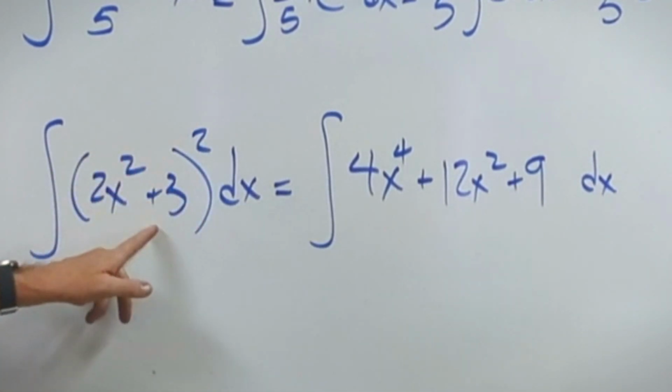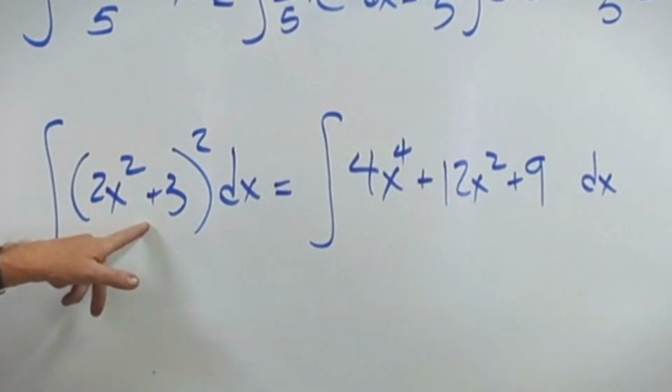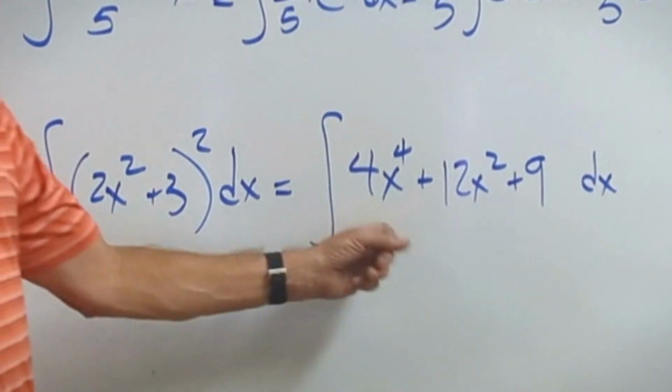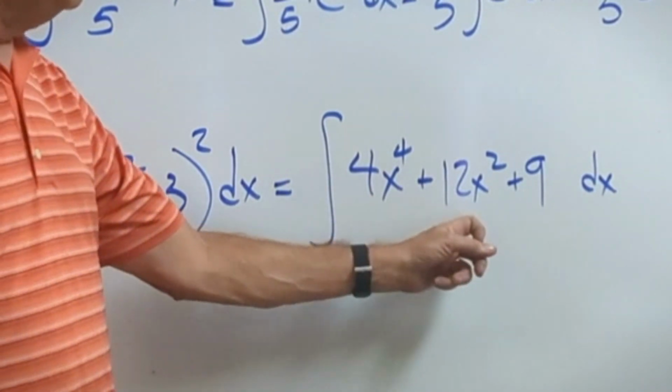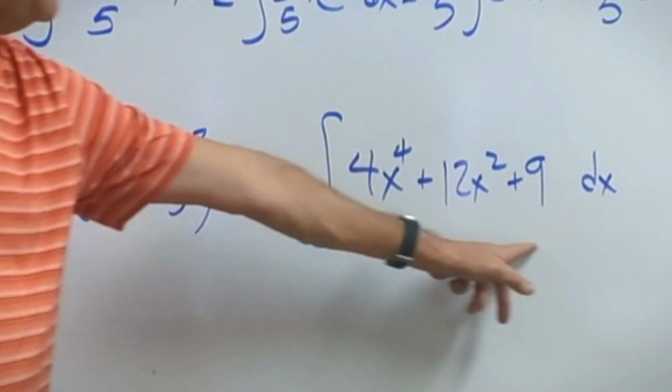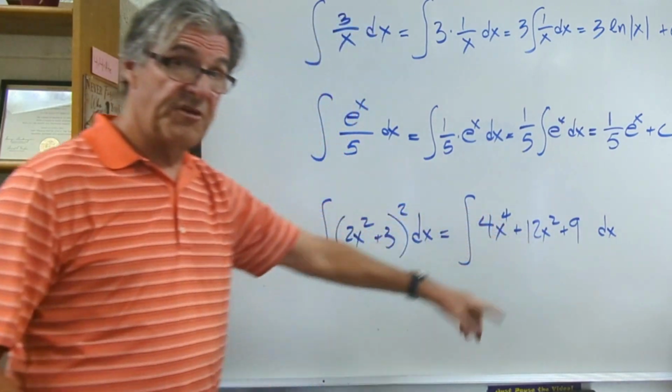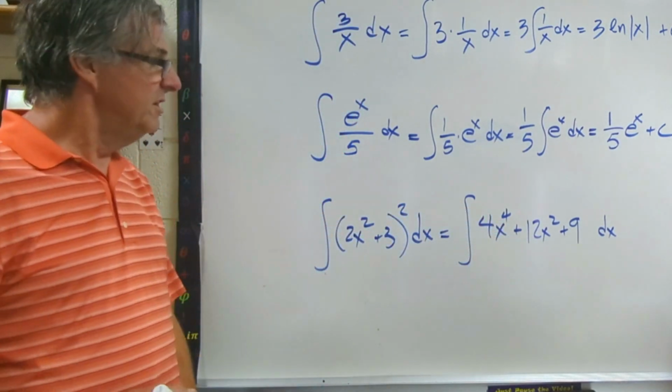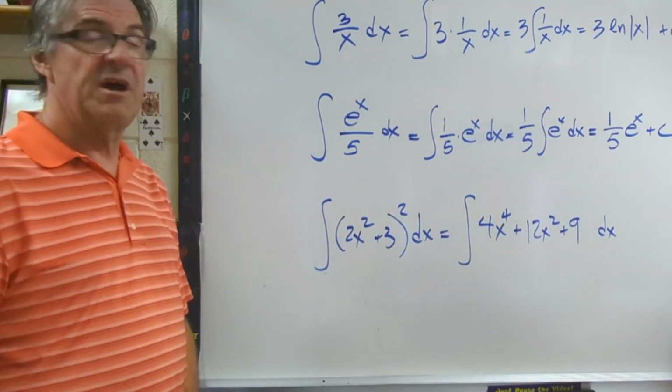This is a little bit complex, so I foiled this binomial, and I end up with the integral of 4x to the 4th plus 12x squared plus 9 dx. So now you know how to do this one with our addition and subtraction integral rule. So go ahead and do that, and finish it off and come back.